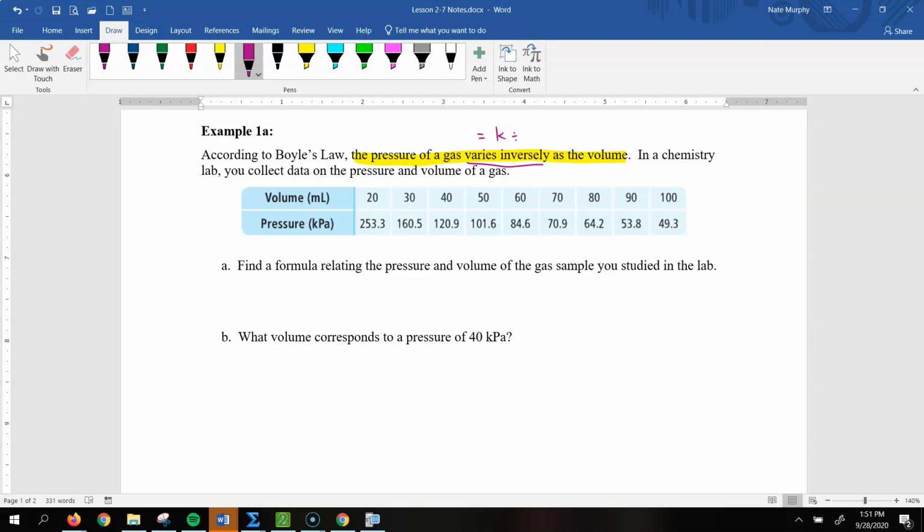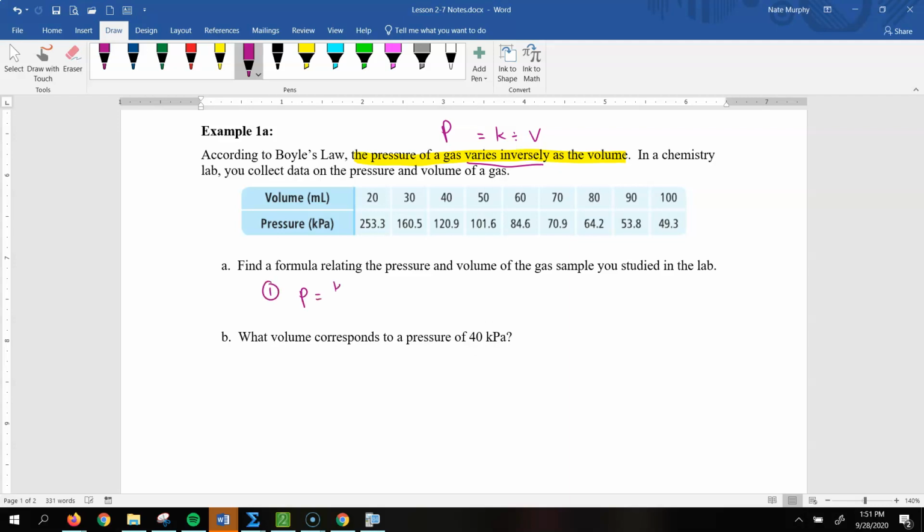So then to the left of that, we see the pressure of a gas. So we can decide what we want to use for our variable. We could use g, or we could use p. I'm going to use p for the pressure. So p varies inversely as the volume. And it doesn't say anything about the square of the volume or cube of the volume, so just plain old volume. So when it says find a formula relating the pressure and volume of the gas sample you studied in the lab, we can follow those same 4 steps. So technically we're going to stop for this one at the third step. Because the first step is what we just did. The first step is to write a general equation.